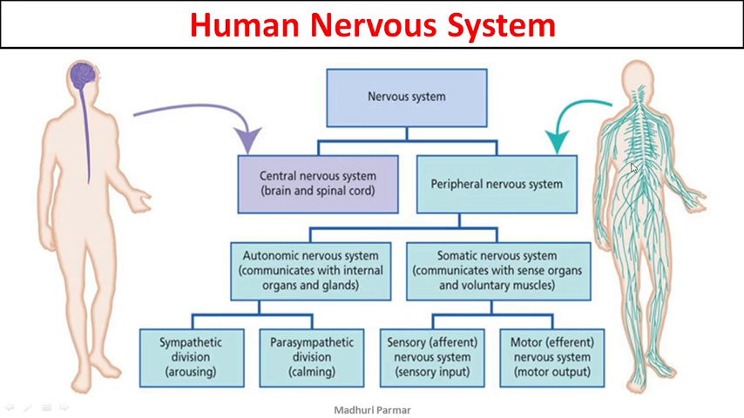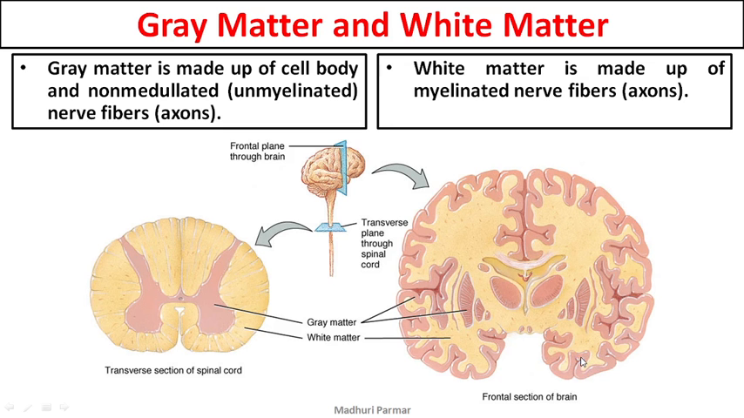Clear? With your knowledge. The autonomic nervous system is again divided into two parts: sympathetic, which increases your heart rate, breathing and sweating; and parasympathetic, which brings you back to normal condition. The somatic nervous system is divided into two parts: sensory, where you are receiving signals, and motor, where you are sending out signals. Clear? After understanding the nervous system and its classification, how can you divide the whole nervous system?